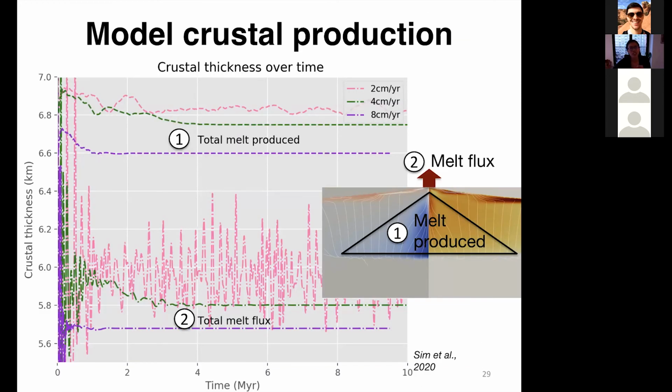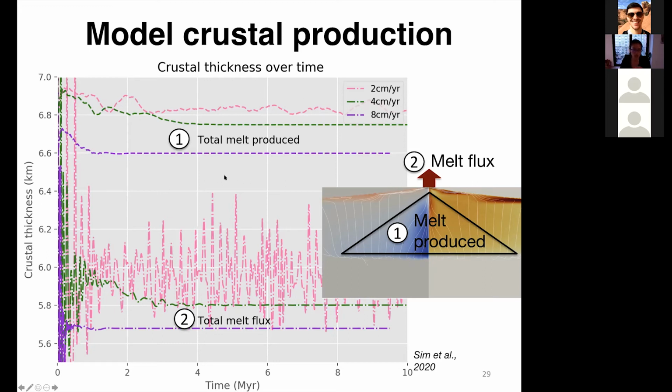As I mentioned in the introduction, one of the fundamental observations at mid-ocean ridges is the crustal thickness. We use two proxies in the model to predict the crustal thickness. One is the total melt produced in these models, and the second is the total melt flux coming out of the top boundary. So here is a plot of crustal thickness in kilometers over time in million years, over the time domain for each model. And the colors represent the spreading rates.